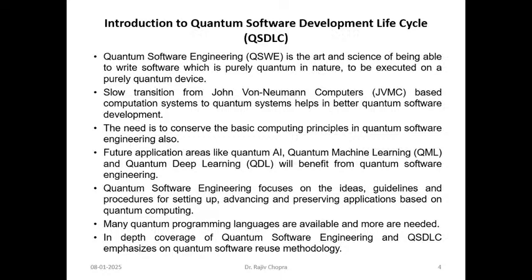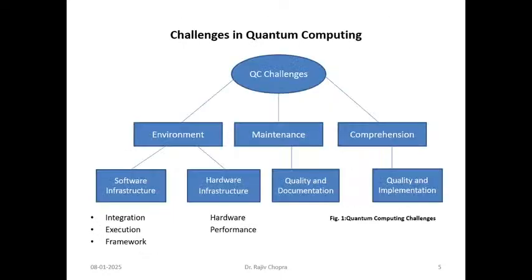But naturally, there are some challenges. Next slide, ma'am. Challenges in quantum computing. Quantum computing challenges basically include environment challenges, maintenance challenges, comprehension challenges. When I'm saying environmental challenges, it is like software infrastructure, hardware infrastructure, quality and documentation, quality and implementation. When I'm talking about software infrastructure, the challenge is integration, how interoperability can be obtained between the classical and these quantum computers in a hybrid approach.